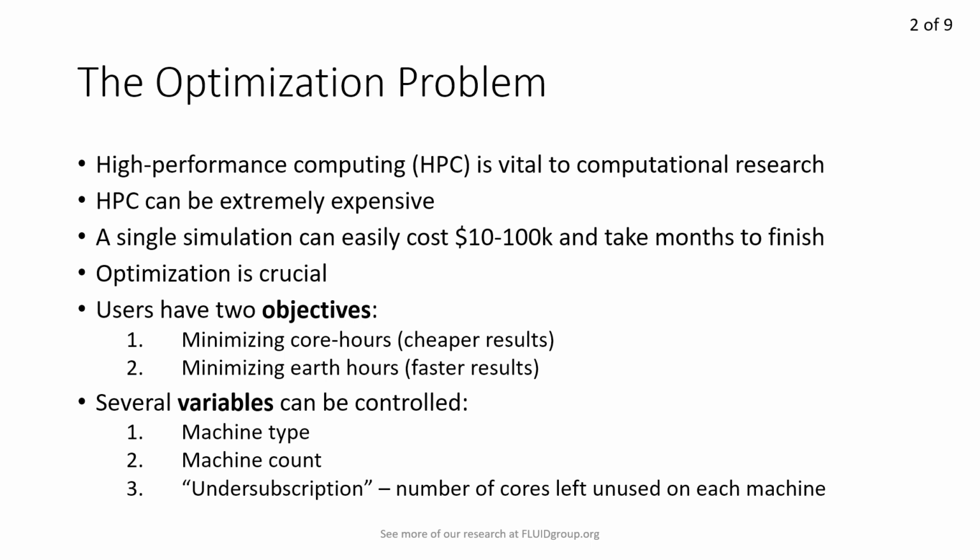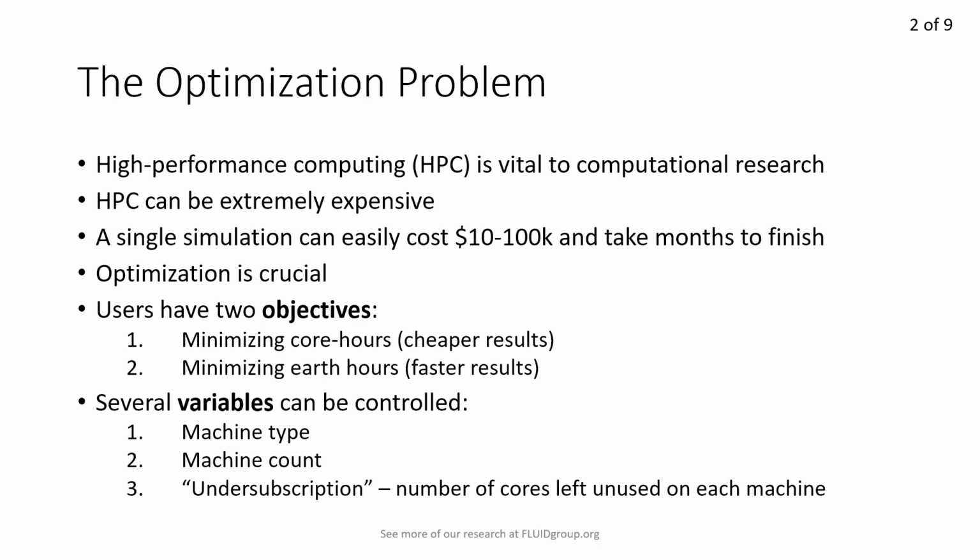However, it can be extremely expensive, costing $10,000 to $100,000 for a single simulation, and taking months or even potentially years to finish. So when you're dealing with numbers this large, optimization is crucial. HPC users have two objectives. First, you want to minimize core hours, or you want cheaper results. And second, you want to minimize Earth hours, or you want faster results.